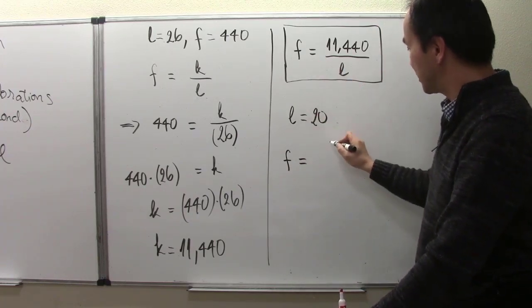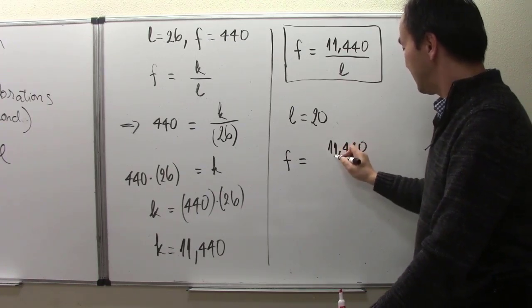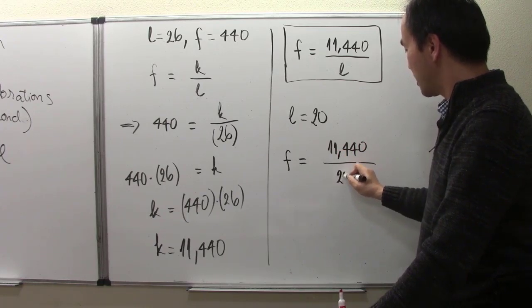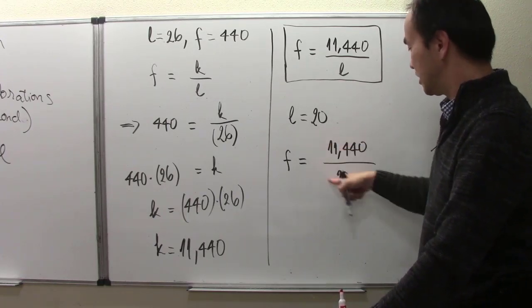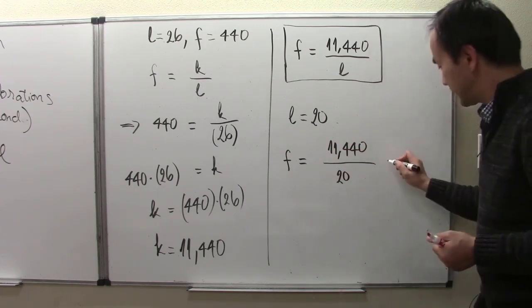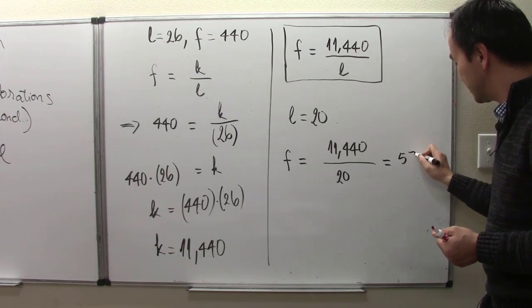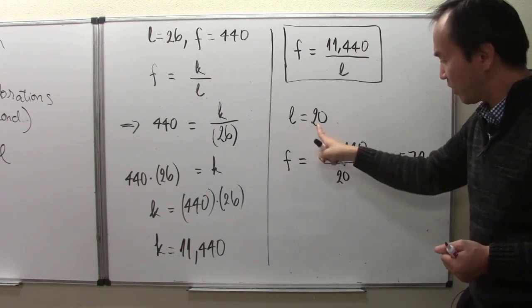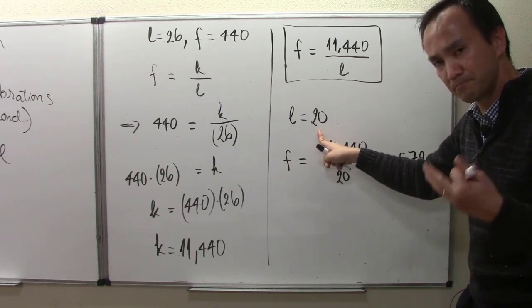So what I have now is F, according to this inverse variation, equals 11,440 as a formula, divided by 20, where I have just substituted 20 into our equation. My calculation showed 572. So this is the value of the frequency corresponding to the guitar string length of 20 inches.